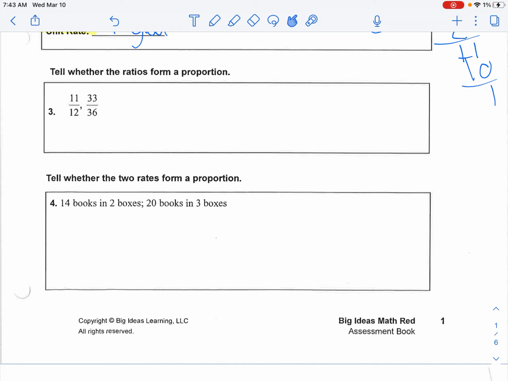Tell whether the ratios form a proportion. Now, this does not specifically tell you that you have to use a common multiplier, cross products, or reduce to lowest terms. So I can very quickly and easily see that if I would do 11 times 3, I get 33, and 12 times 3, I get 36. So on your test, you have to be sure and show me, if you're going to use a cross multiplier, you have to show me what you're using. And then your final answer would be yes, with a smiley.